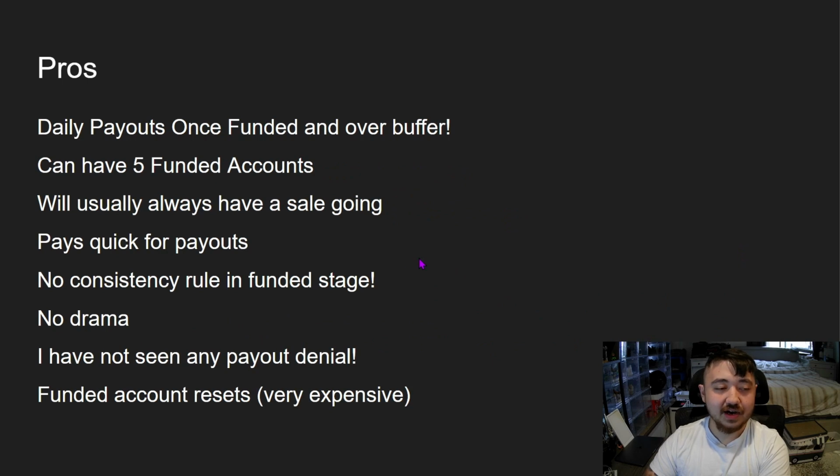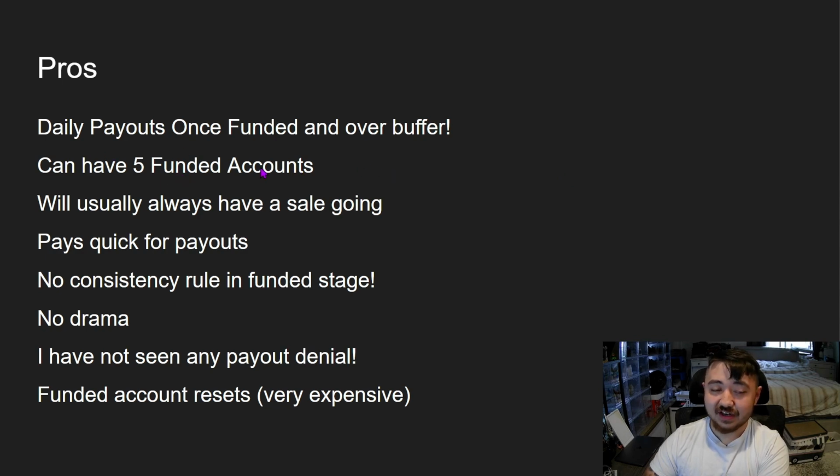So pros, why do I like TakeProfitTrader? Daily payouts once funded and over the buffer. It's hard getting the challenges passed, but once you have them passed and then you have the funded account over the buffer, it's literally daily withdrawal. So if you make $500 on each account, you can request $500 at the end of the day minus the 20% cut that they take.